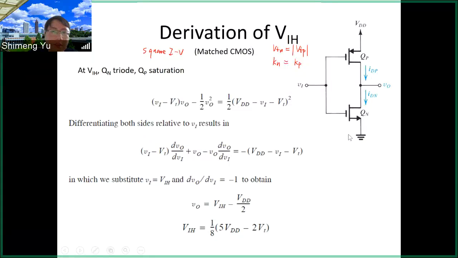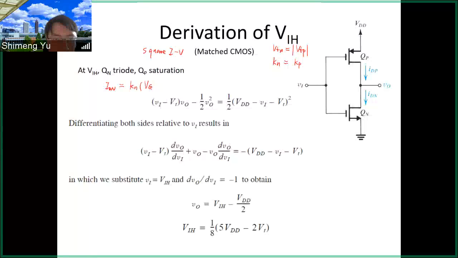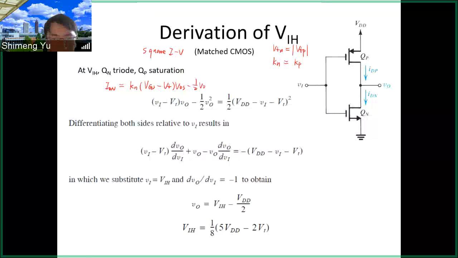So what is IDN? That is the current for the NMOS, and now NMOS is in the triode, so we have to use a triode equation for the NMOS. If you recall, the triode equation basically is Kn times (VGS minus VT) VDS, minus half VDS squared. So that is the triode equation.